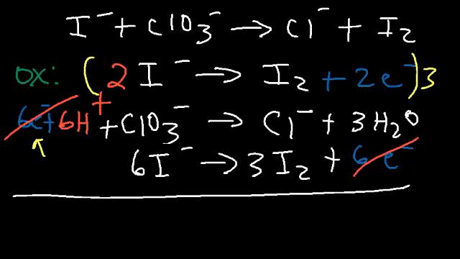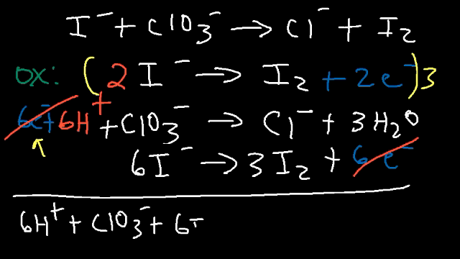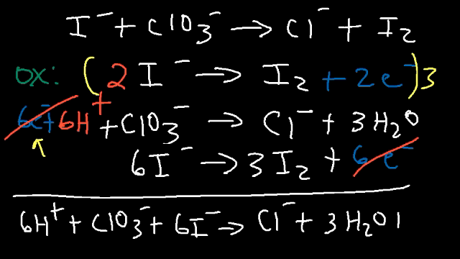And so it's going to be 6H plus, ClO3 minus, plus 6 iodide ions. And that's going to yield chloride plus 3 water molecules plus 3 iodine molecules. So this is the net balanced reaction under acidic conditions.